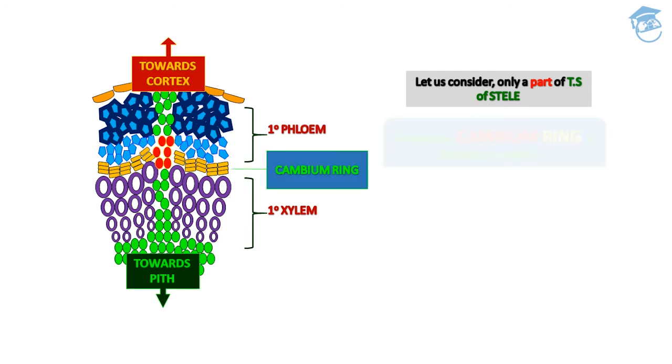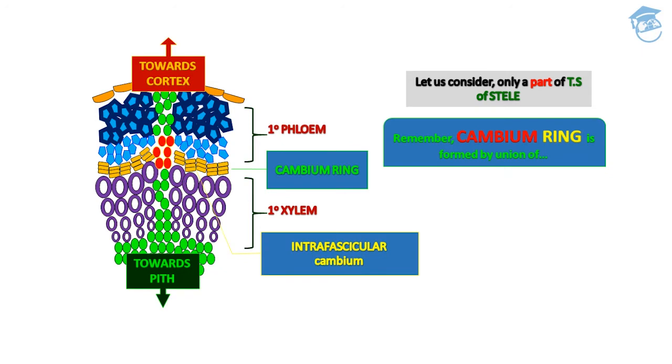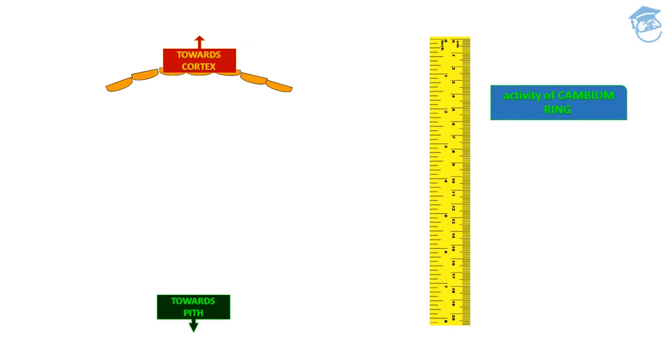So remember, cambium ring is formed by the union of intrafascicular cambium and interfascicular cambium. Because of the union of these two, the cambium ring is formed, and it increases the girth of a plant body. Now, activity of cambium ring, let's see.